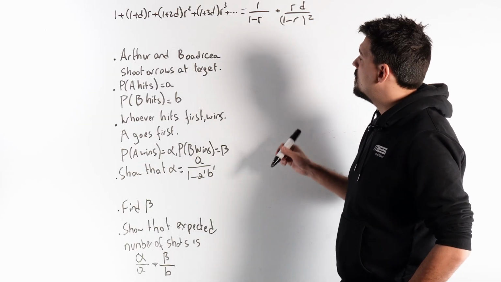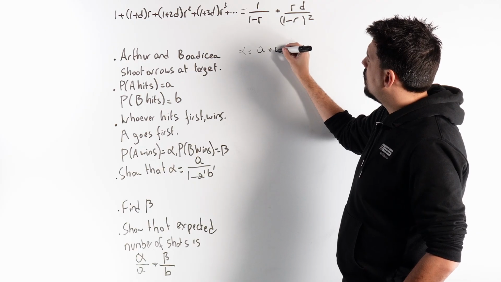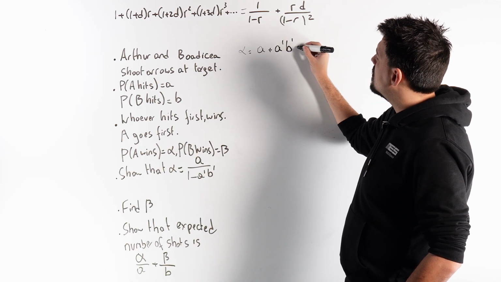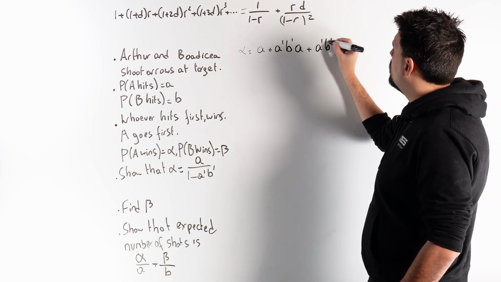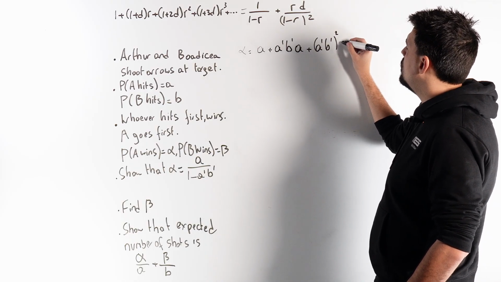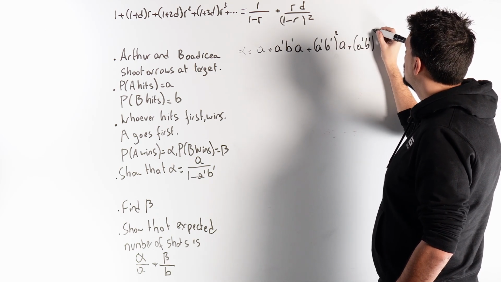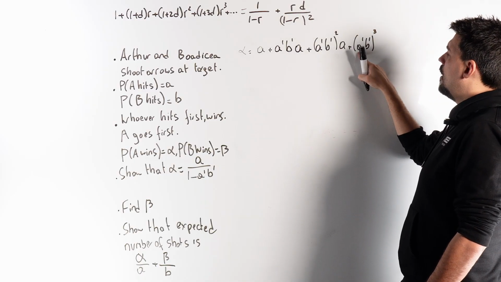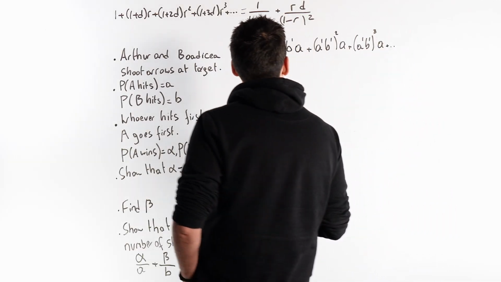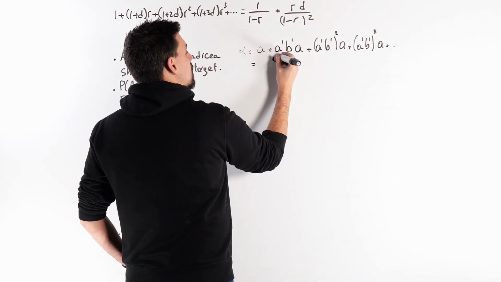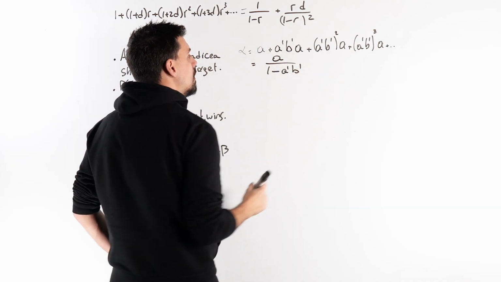For A to win, for Arthur to win, he could hit the target first. Or he could miss, then B needs to miss, then he needs to hit. Or him and B could both miss their first two shots, and then he hits. Or A and B both miss their first 3 shots, then Arthur hits. So really, this is an infinite geometric. First term A, common ratio A dashed B dashed. Nice and simple.